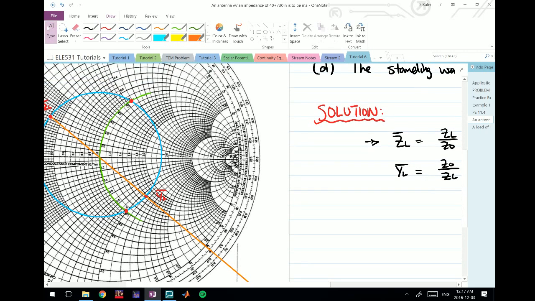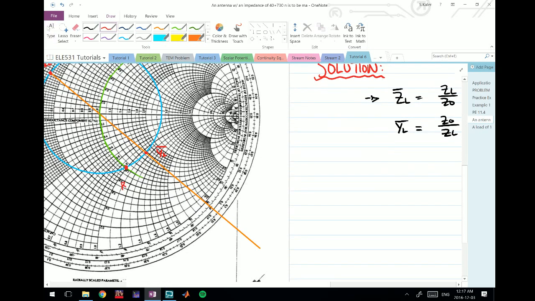So I'm going to define this point at the top as A, and I'm going to define this point at the bottom as B.